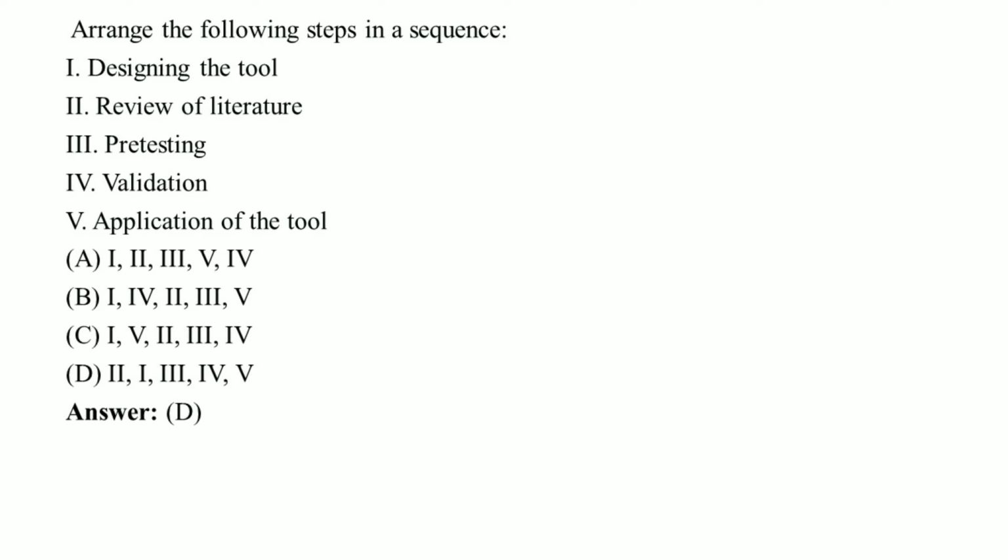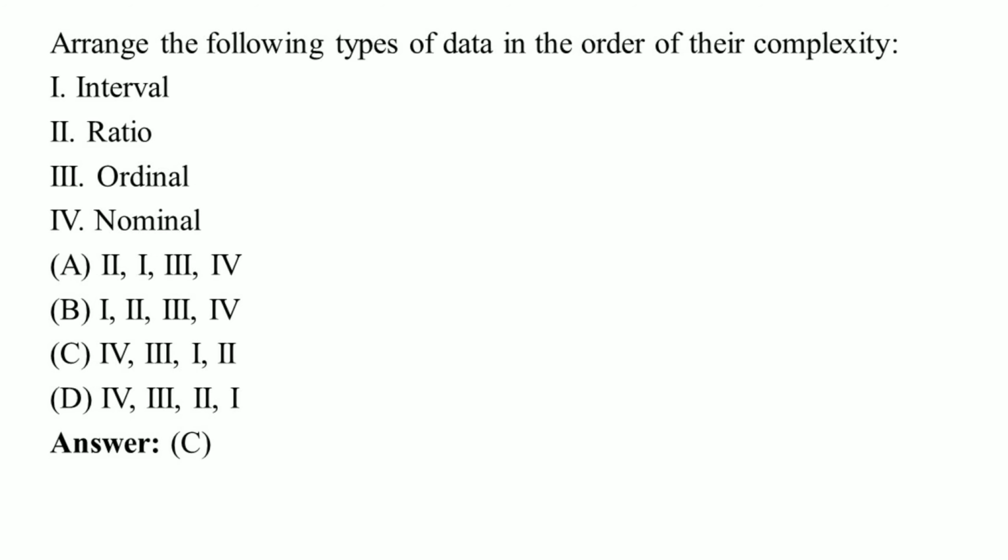Next one, arrange the following steps in a sequence. Options: 1, designing the tool, 2, review of literature, 3, pre-testing, 4, validation, 5, application of tool. So the right answer is option D, that is first step, review of literature, then designing the tool, pre-testing, validation and application of the tool. Arrange the following types of data in the order of their complexity. Right answer is option C, that is first one nominal, second one ordinal, third one interval scale and last one ratio scale.